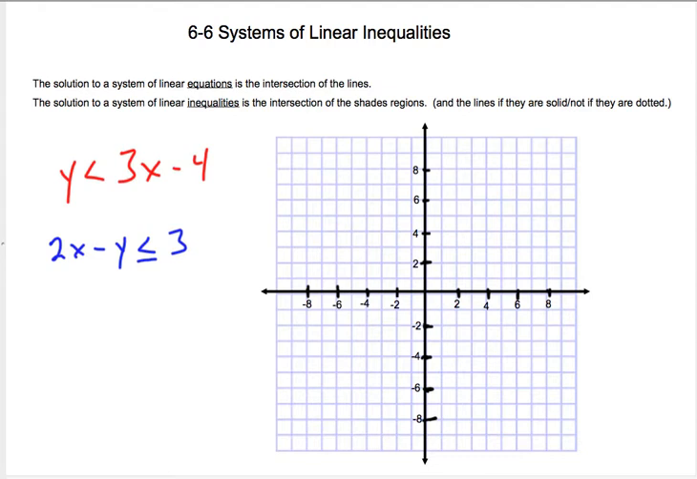So here we have two different equations. Y is less than 3x minus 4. This is an inequality, so I'm going to graph that. We've got negative 4 as the y-intercept, slope of 3, so that's up 3, right 1, and also down 3, left 1. Okay, so this is a less than, so it's going to be a dotted line.